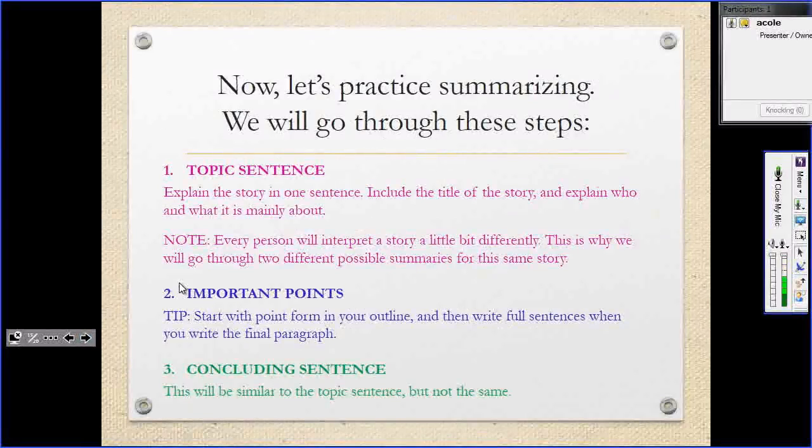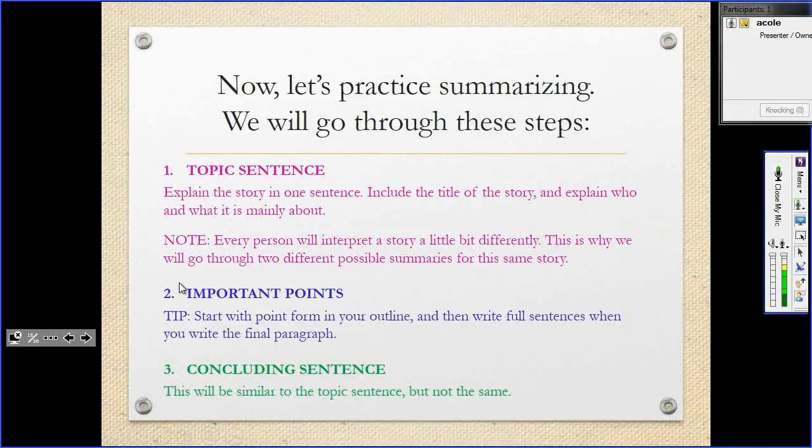And so now when we talk about summarizing this, there's three steps that you can follow. This is how I would explain it. You start off with a topic sentence. What is that? It's when you explain the story in one sentence. With your topic sentence, you want to include the title of the story, and you also want to explain who and what the story is mainly about.